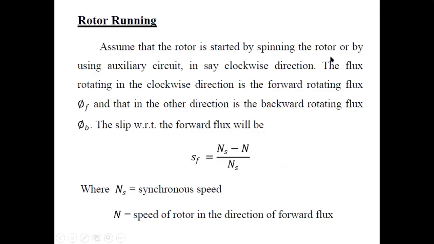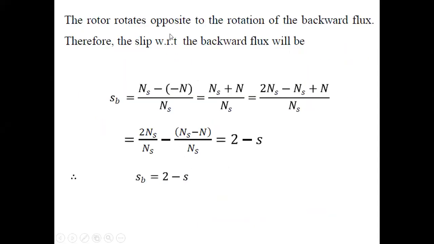Assume that the rotor is started by spinning the rotor, or by an auxiliary circuit, say in the clockwise direction. The flux rotating in the clockwise direction is the forward rotating flux, phi F. And the other direction is the backward rotating flux, phi B. The slip with respect to the forward flux will be the forward slip, as the synchronous speed minus the motor speed over the synchronous speed. So this is known as the forward slip. And the slip with respect to the backward flux, SB, will be NS plus N over NS. And from here, we resolve and get that it is 2 minus the forward slip, or generally 2 minus S.